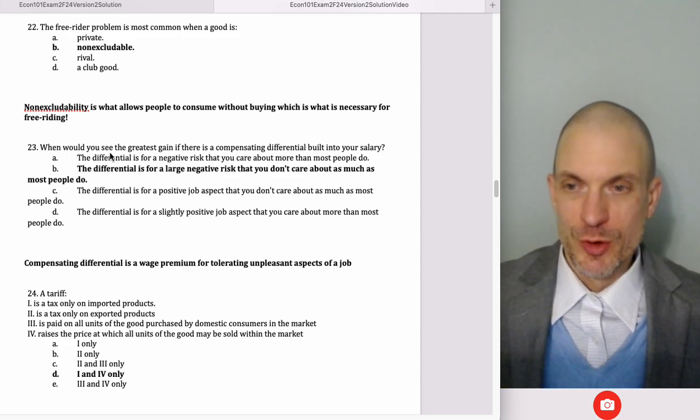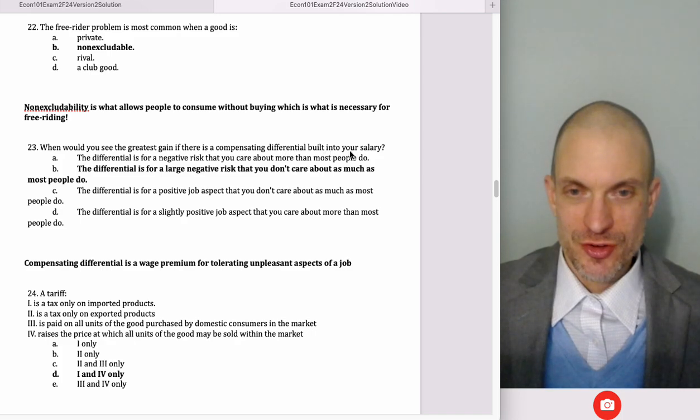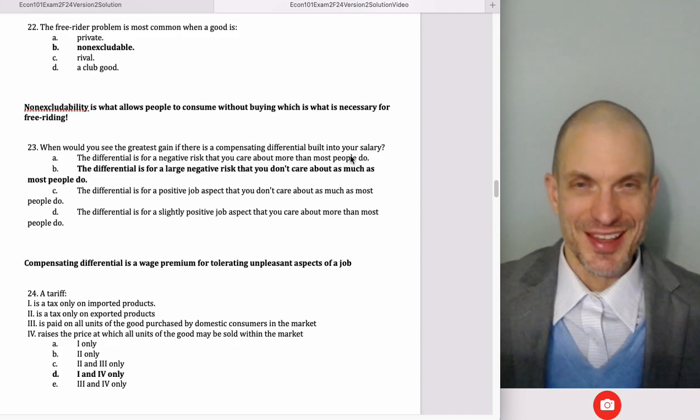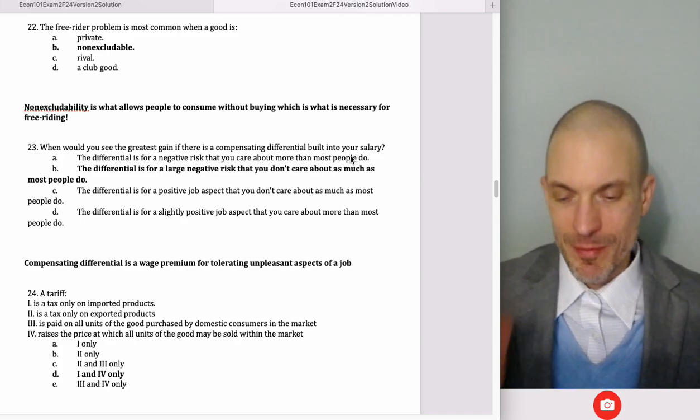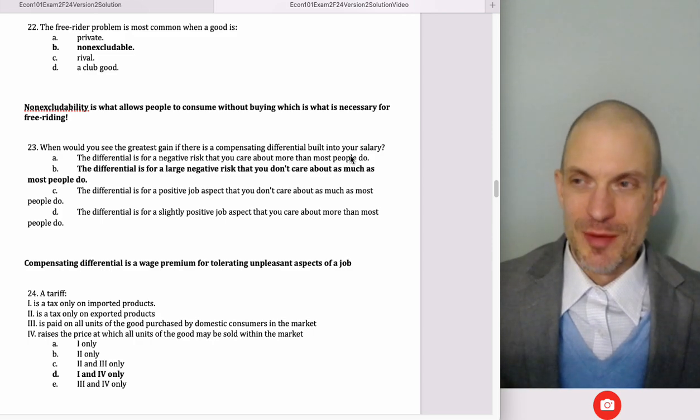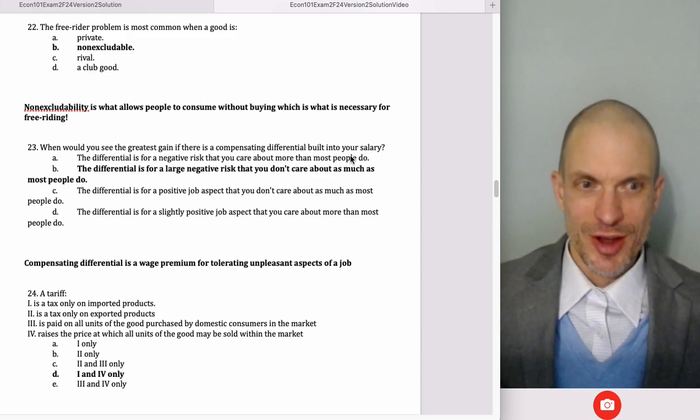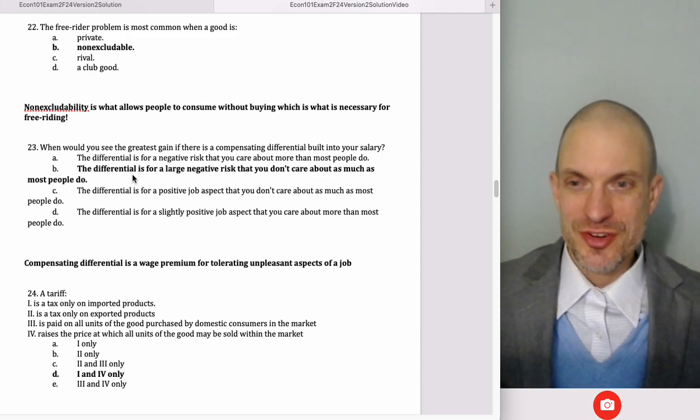When would you see the greatest gain if there's a compensating differential built into your salary? Oh, it's when you receive a premium that's offsetting some unpleasant aspects of the job that you actually don't care about. Right? So the differential is for a large negative risk that you don't care about as much as most people do.